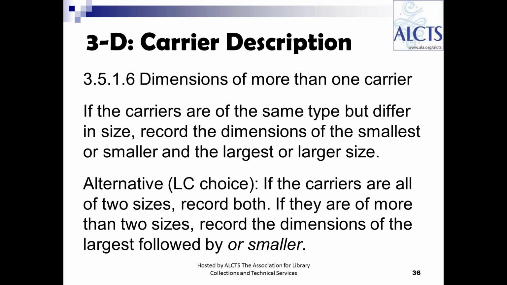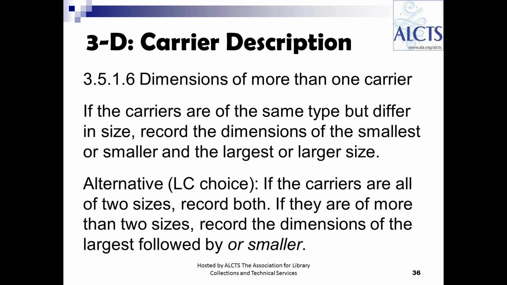If you have more than one thing of the same type, which here seems to mean that they're all three-dimensional objects, then RDA tells you to record the size of the smallest or smaller and the size of the largest or larger as a range. There's also an alternative where if there are only two sizes, you record them both. This would seem to lead to the same outcome as the first option. However, in the alternative, if there are more than two things, you record the dimensions of the largest followed by or smaller. This alternative is LC's preference.